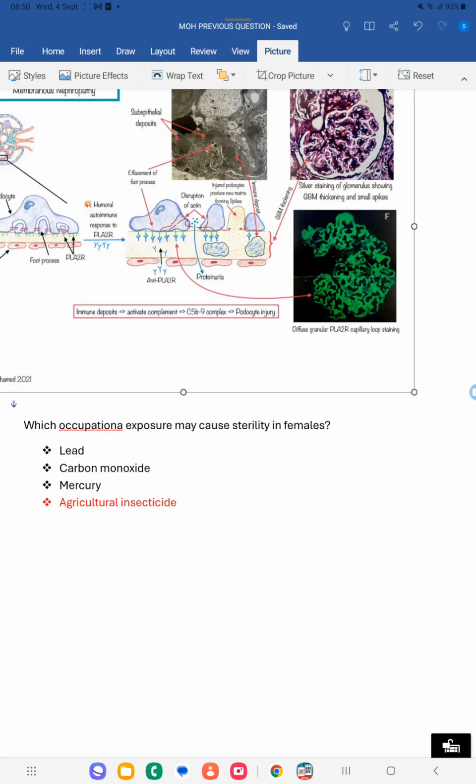Then another question: which occupation or exposure may cause sterility in females? Lead, carbon monoxide, mercury were there, then agricultural insecticide. Among these, agricultural insecticide is the main exposure causing sterility in females. So these are the main questions which were asked in the MOH examination.